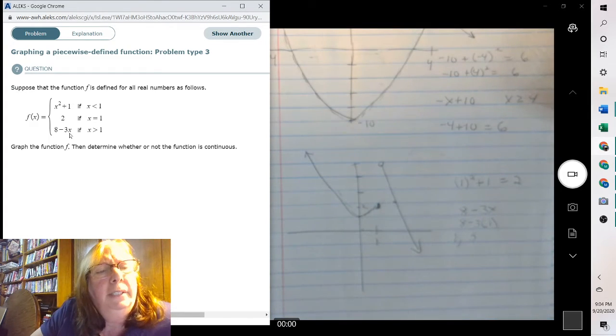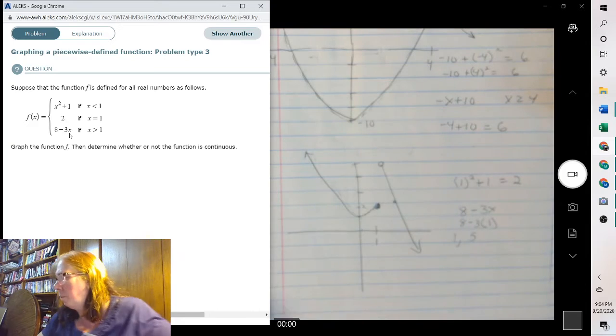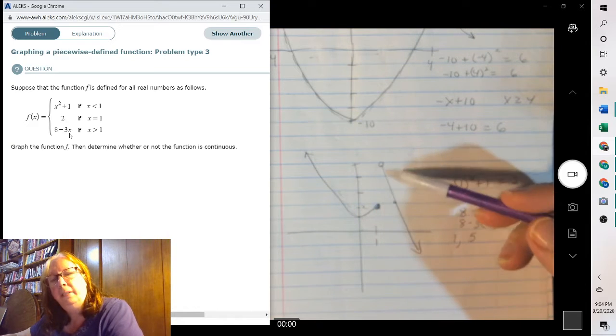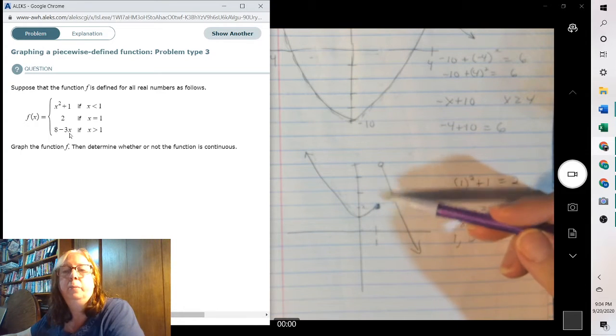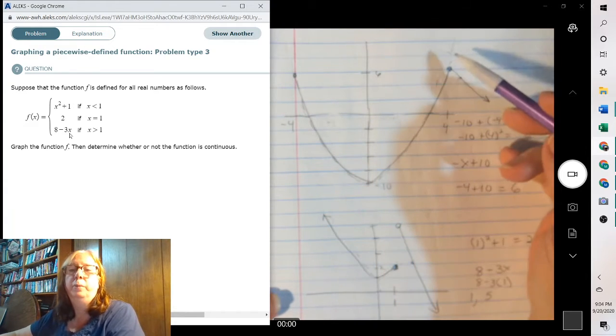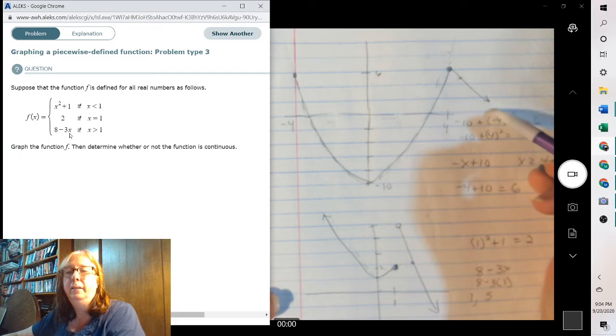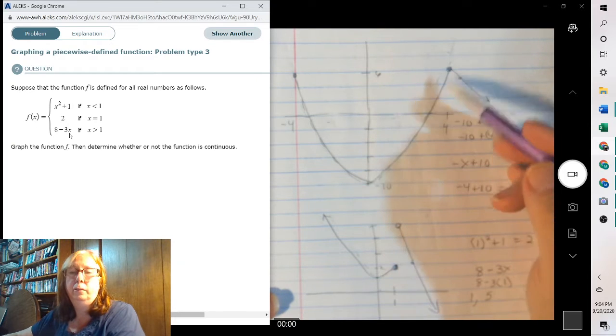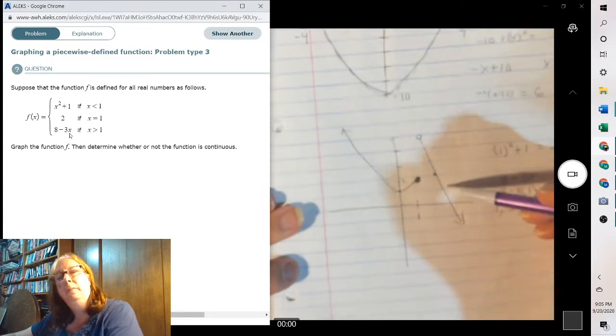And it does ask if it is continuous. This one would not be continuous because of the break here, where this one would be because the open circle we had was colored in and it made it continuous. So this one would be continuous and this one would not.